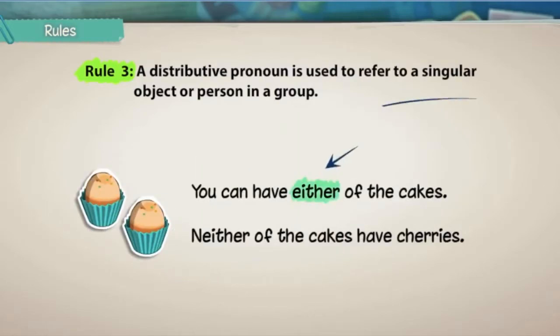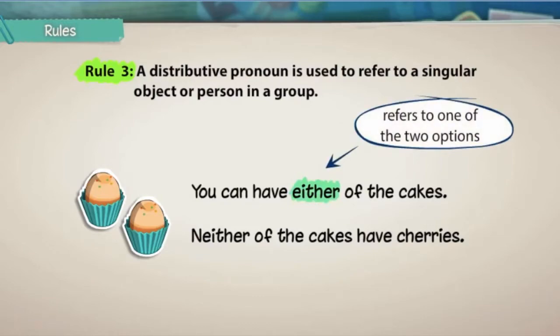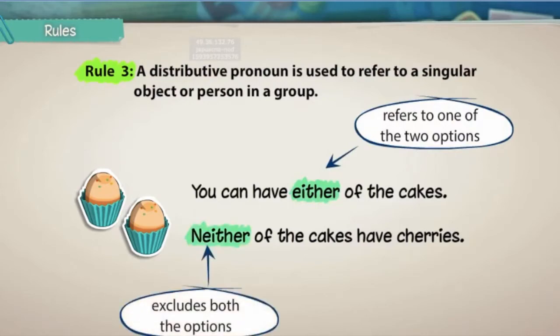You can have either of the cakes. Neither of the cakes have cherries. A distributive pronoun is used to refer to a singular object or person in a group. Either refers to one of the two options. Neither excludes both the options.